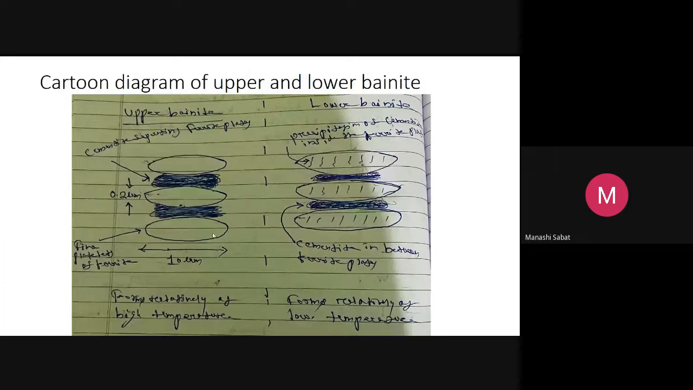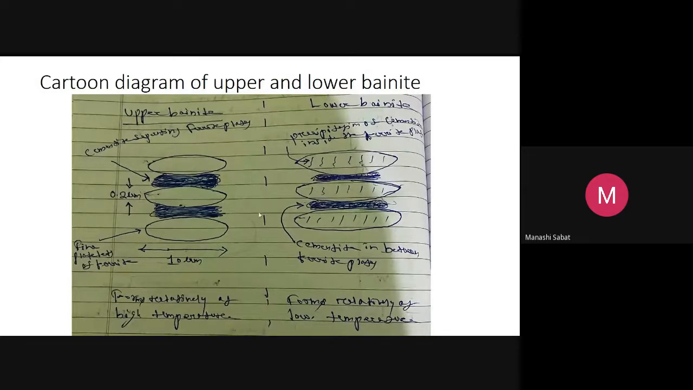Another difference is that lower bainites have higher toughness and higher strength as compared to upper bainites. And lower bainite is finer in microstructure. If you look at the microstructure, these are finer, and these are somewhat coarser compared to that. The interesting point I would like to mention here is that you can see the length of this ferrite plate is 10 micrometers and the width is 0.2 micrometers.